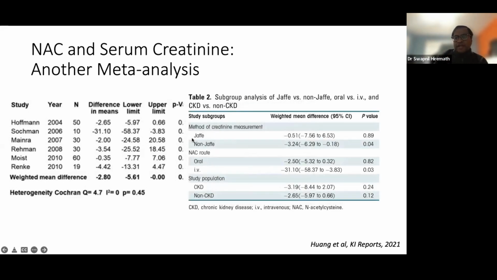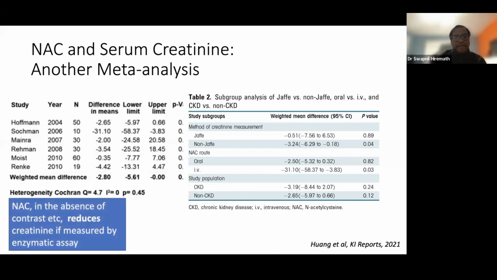When we looked at Jaffe versus non-Jaffe methods, the decrease with the enzymatic assay was much more than with the Jaffe reaction for measurement of creatinine. So again, this is kind of getting deep into the weeds. But as nephrologists, there are these 2 ways of measuring creatinine. So what's going on here? In the absence of contrast, NAC does reduce creatinine if measured by enzymatic assay.